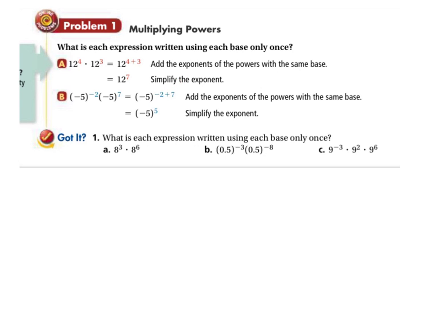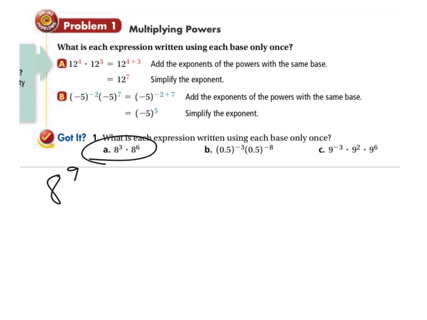And again, if you don't believe me, throw this into the denominator like you're supposed to with the negative exponent and cross out the matching ones. So let's take a look at the Got its here real quick. Take a look at A. I have 8 to the 3rd times 8 to the 6th. That becomes 8 to the 9th.